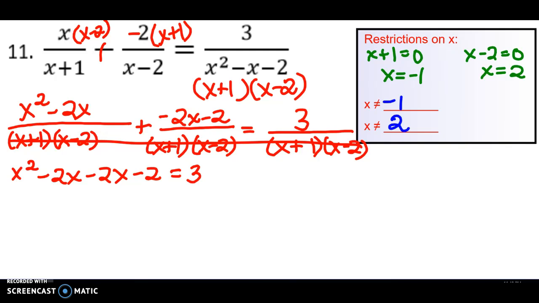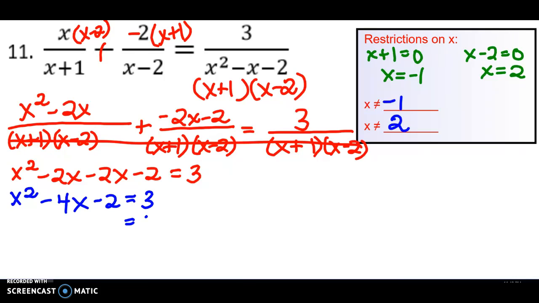Okay, so a few things going on here. First, we have a quadratic equation because we have x squared. Second thing, we're going to have to combine like terms, and we also need to get this thing equal to 0 so that we can solve it. So let's combine our like terms first. We have x squared minus 2x minus 2x gives us a minus 4x minus 2 equals 3.